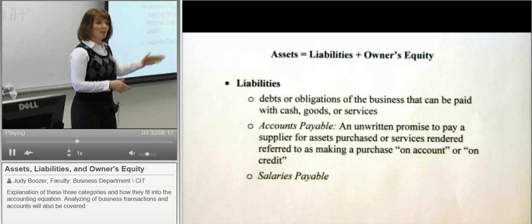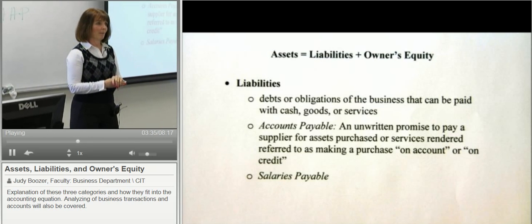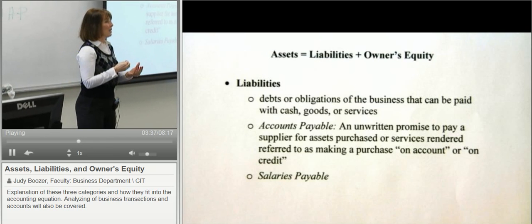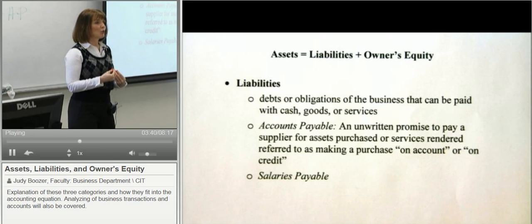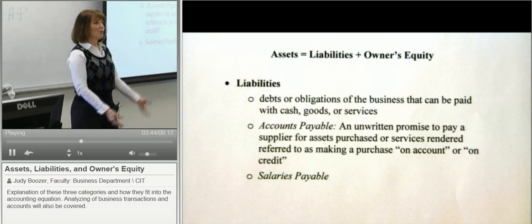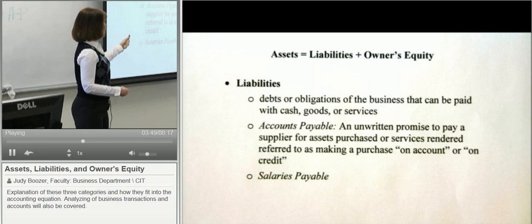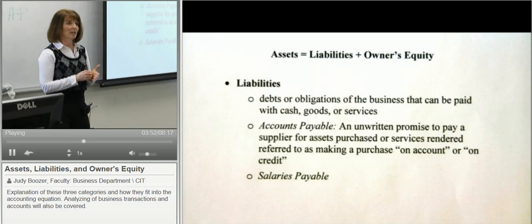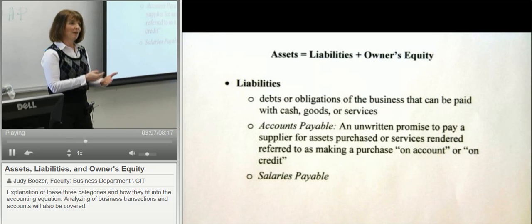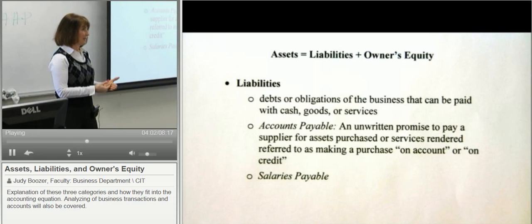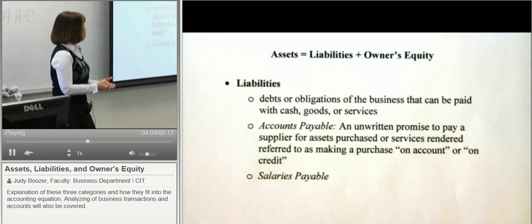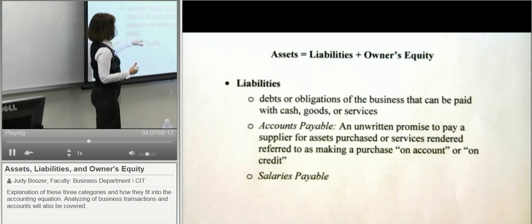Now, another one would be salaries payable. Salaries payable would be employees that have earned a salary from you, but you haven't paid them yet. So if you want to record it in your financial records, you would put it under something called salaries payable, meaning employees have earned this amount, but we have not paid them yet. So therefore, right now, it is a debt. What are you noticing already about liabilities?